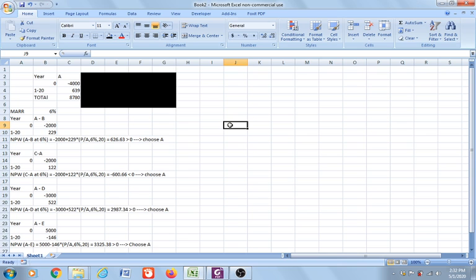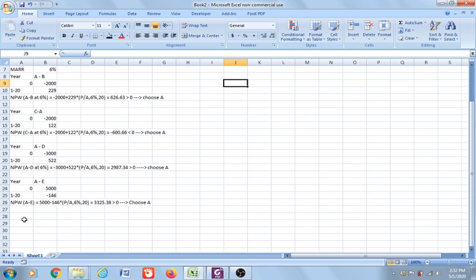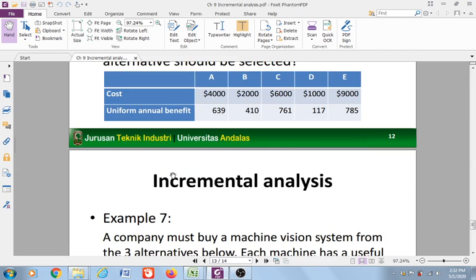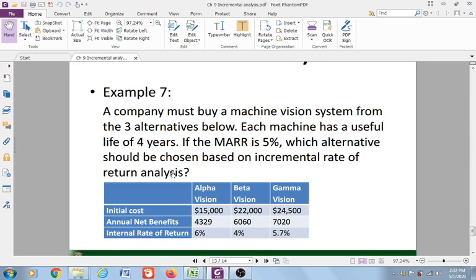So what alternative do we choose? The best alternative is alternative A. That is it, the solution for example number 6. Now let's do the next example, which is example number 7.